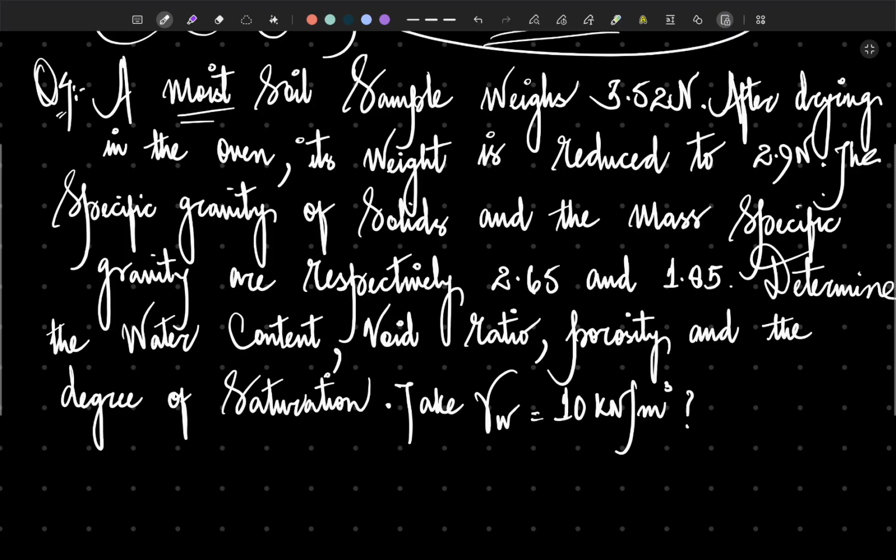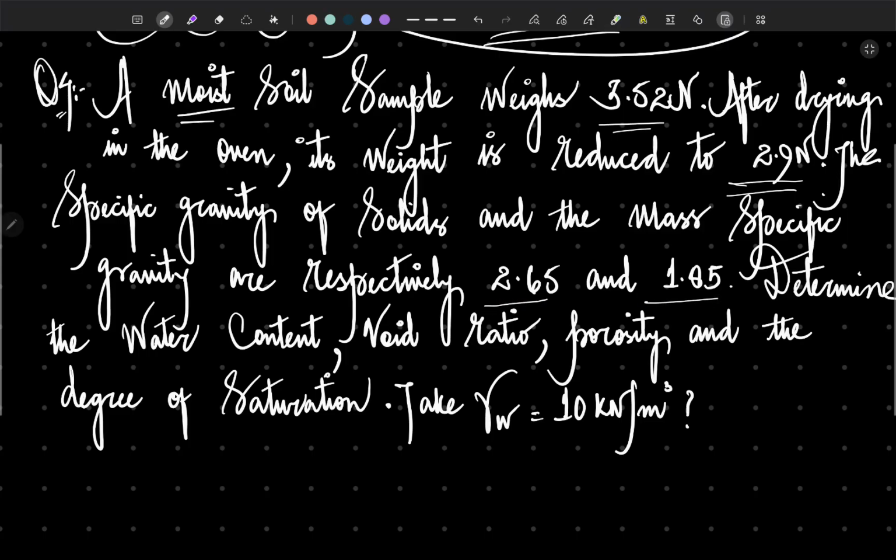So we have to be very careful about these things. Rest we can very easily proceed with expressions. All right. Coming back to the question: a moist soil sample weighs 3.52 Newton. After drying in the oven, its weight is reduced to 2.9 Newton. The specific gravity of solids and the mass specific gravity are respectively this and this.